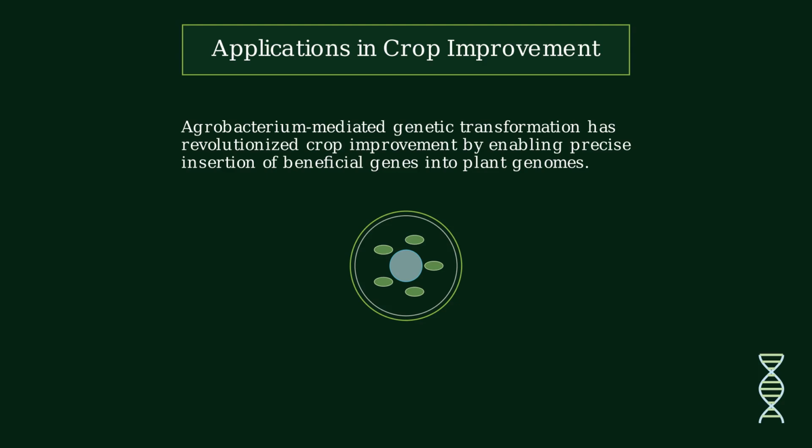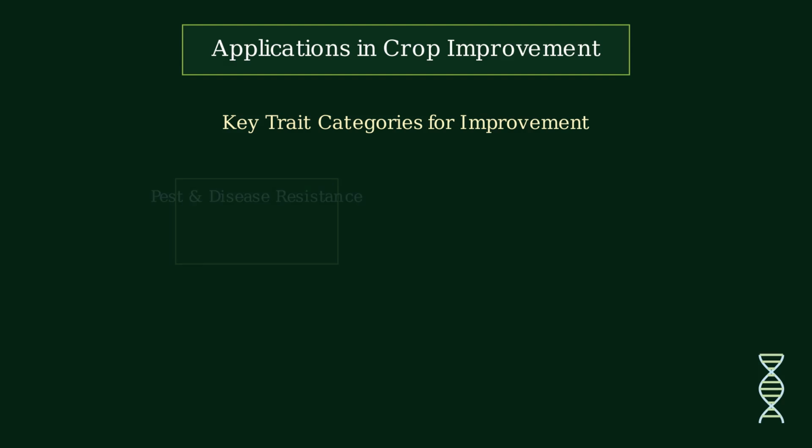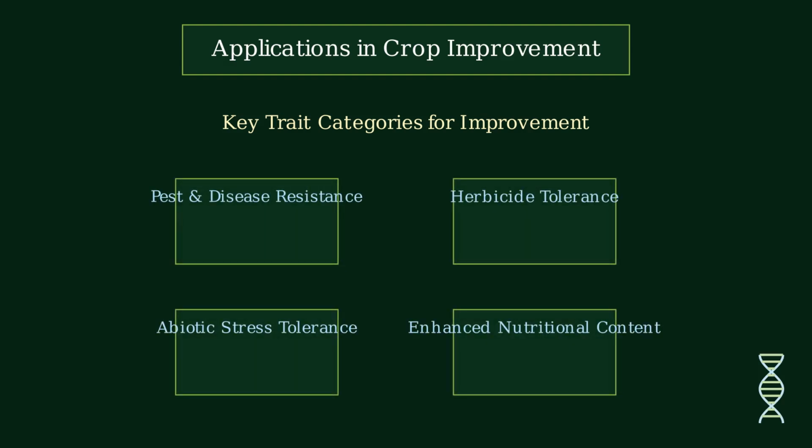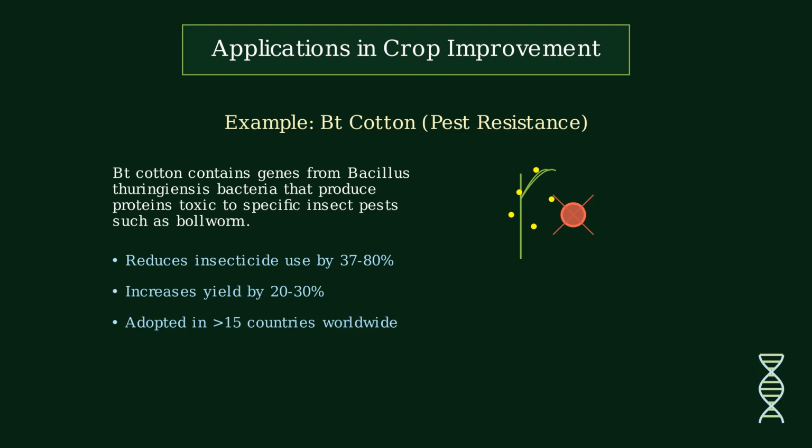Agrobacterium-mediated genetic transformation has revolutionized crop improvement by enabling precise insertion of beneficial genes into plant genomes. Crop improvement through genetic engineering focuses on 4 key trait categories that address major agricultural challenges. Bt cotton contains genes from Bacillus thuringiensis bacteria that produce proteins toxic to specific insect pests like bollworm. This technology has reduced insecticide use by up to 80%, increased yields by 20 to 30%, and has been adopted in more than 15 countries worldwide.